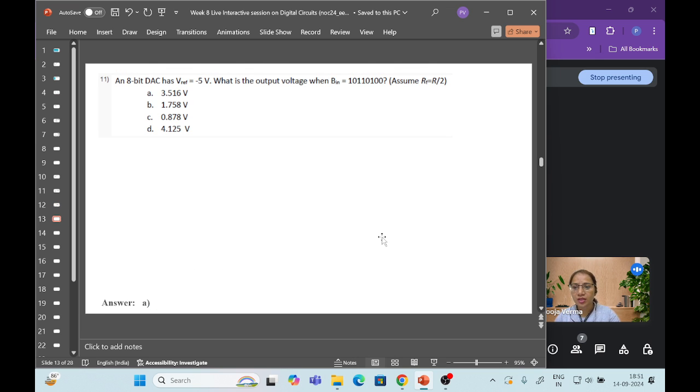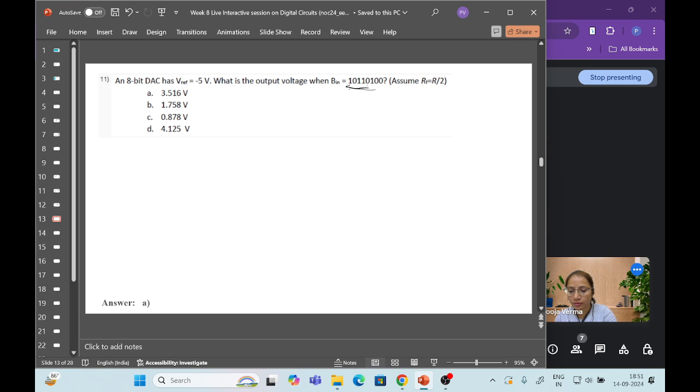The next question is: an 8-bit DAC, digital to analog converter, has a reference voltage V reference of -5 volt. What is the output voltage when B in, the binary input, is given? Assume Rf is equal to R by 2. We have already seen this type of problem.